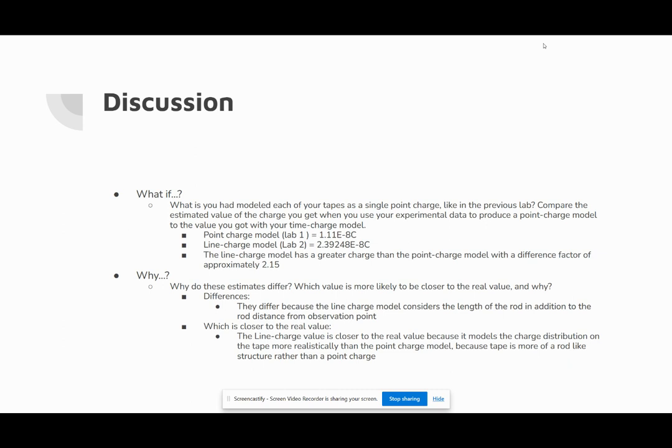In this case, the line charge value is closer to the real value, because it models the charge distribution on the tape more realistically than the point charge model, because tape is more of a rod-like structure rather than a point charge.